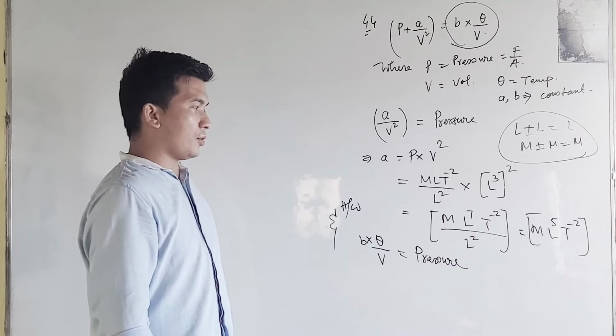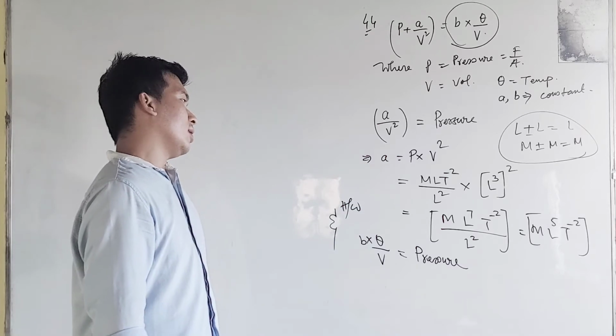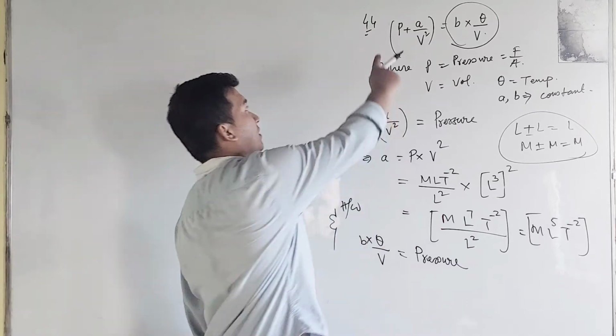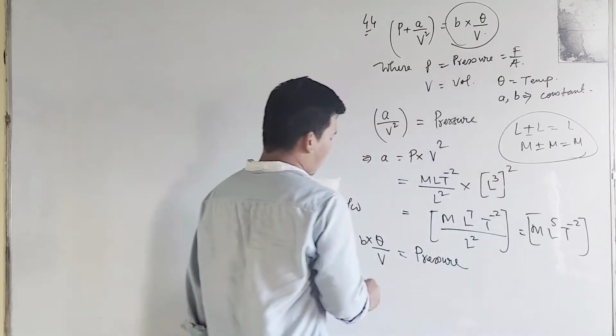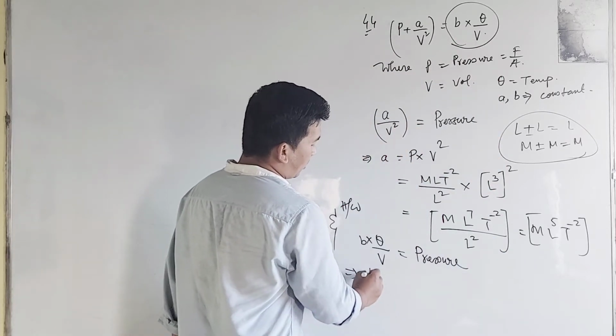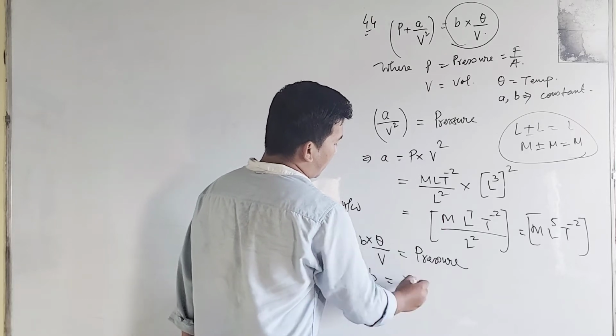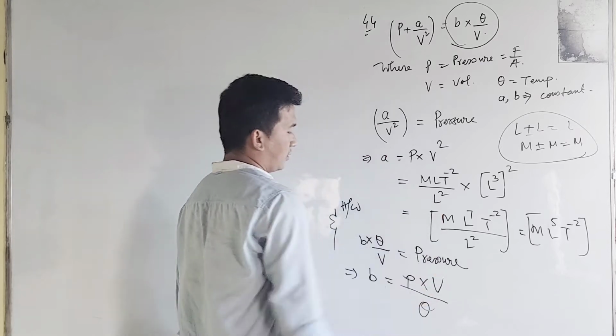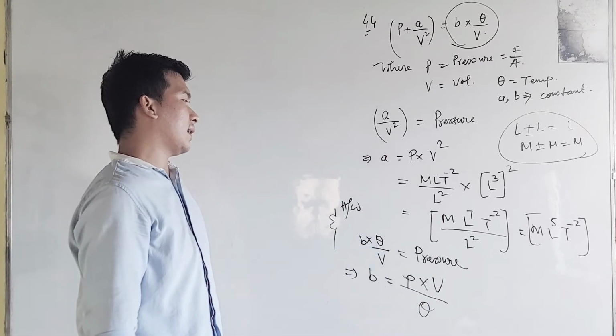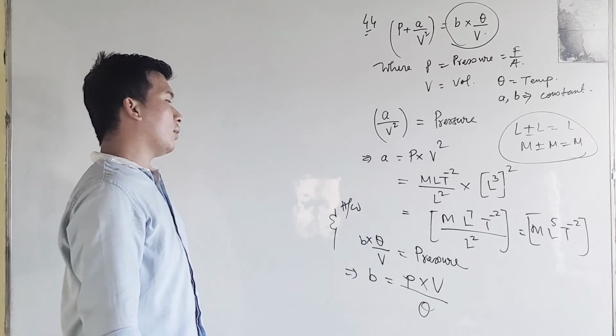Understood or not? Pressure plus pressure is equal to pressure. So we can write it like this: B is equal to pressure P into volume V divided by theta. Understood?